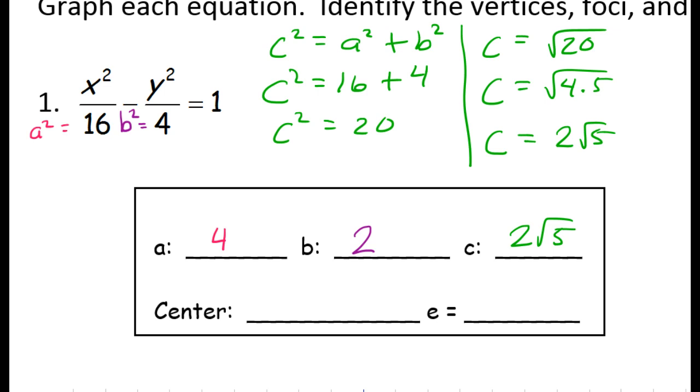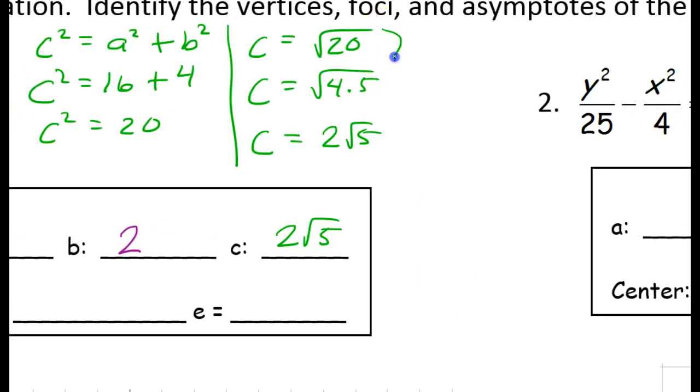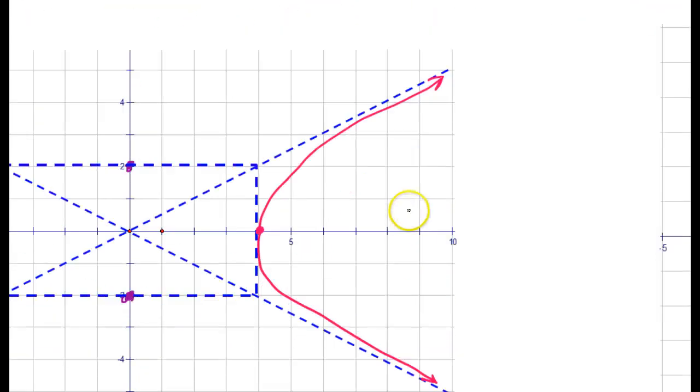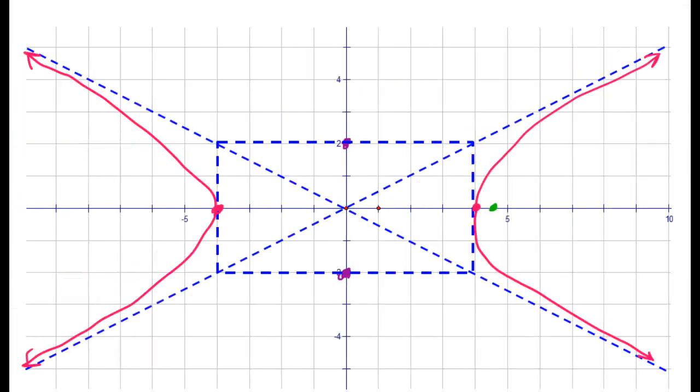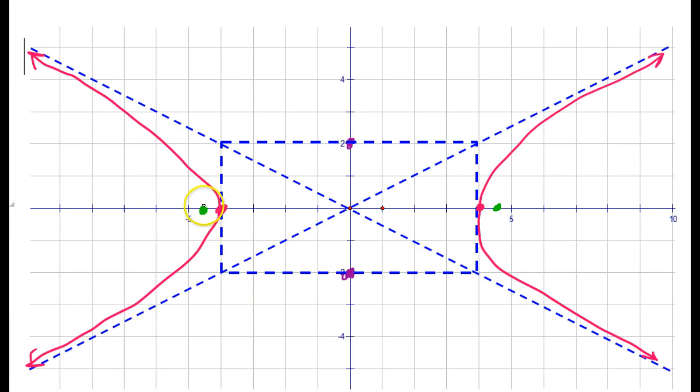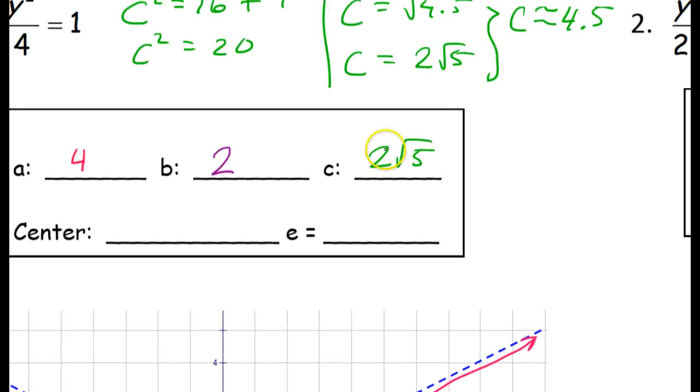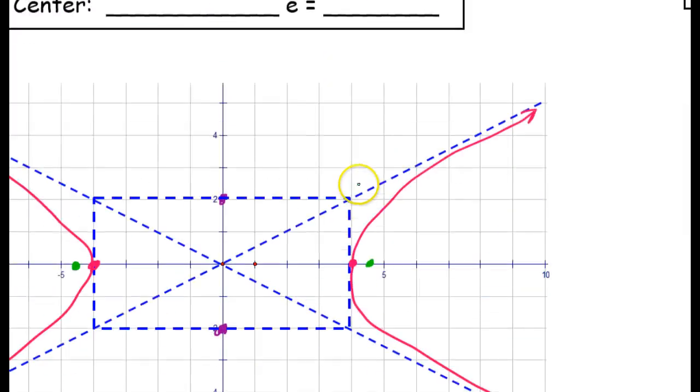For graphing purposes, it would be useful to have the decimal approximation for this. So C is approximately equal to 4.5. And that tells us where to place the foci. We will go 4.5 to the left and right of the center. Here's 4, so 4.5 would be about here. So there's a focus, and here's a focus. Now, when we label these, we can't use the 4.5. We need to use the 2 radical 5.